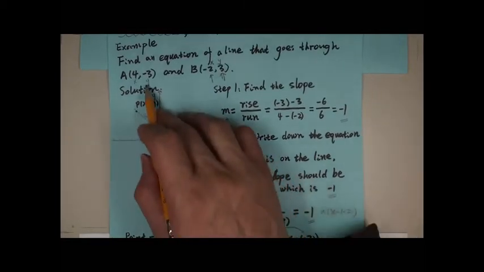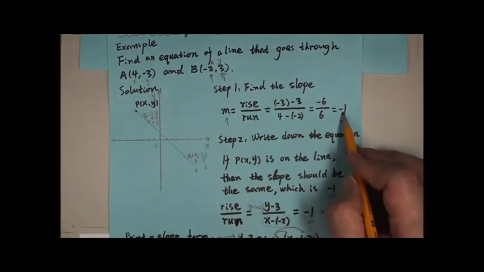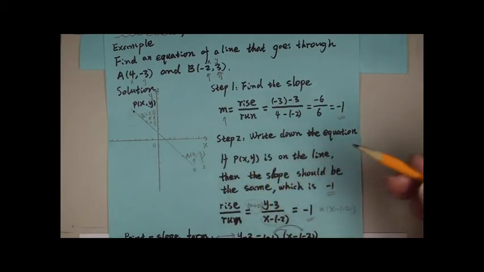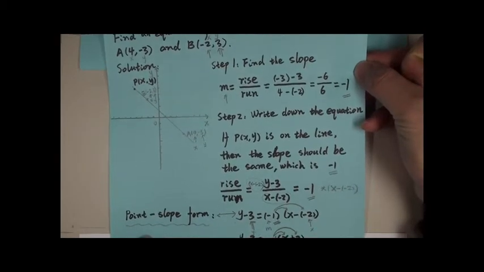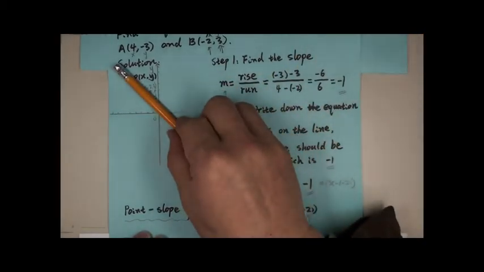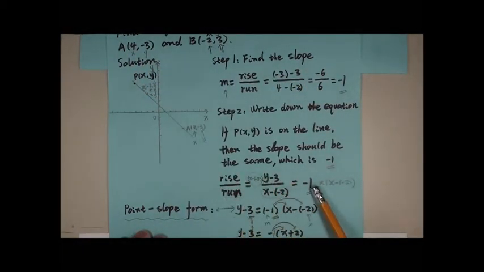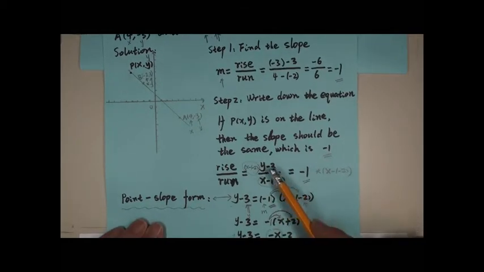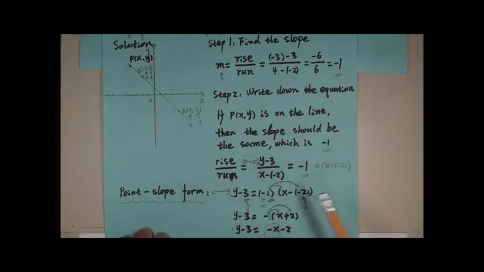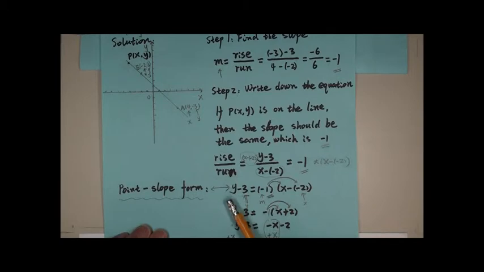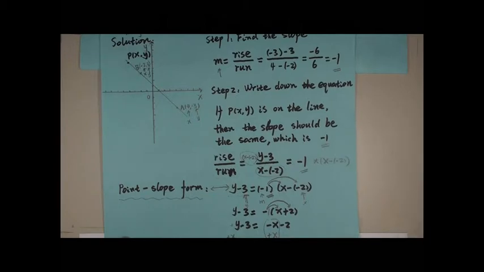So if you are given 2 points, there are 2 steps. Step 1, find out the slope. Step 2, because any 2 points you choose on the same line, the slope should be the same. That's why they are on the same line. So based on this principle, then the rise over run still is -1 multiplied by that. You have that. So later on you just need to remember this form, slope point form.